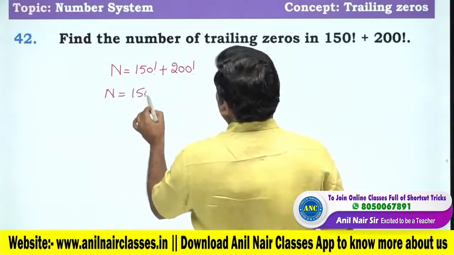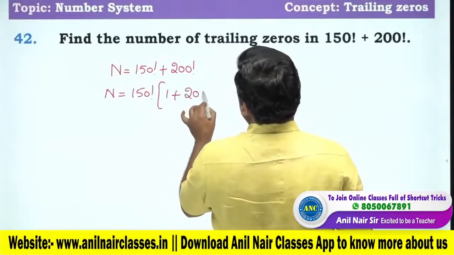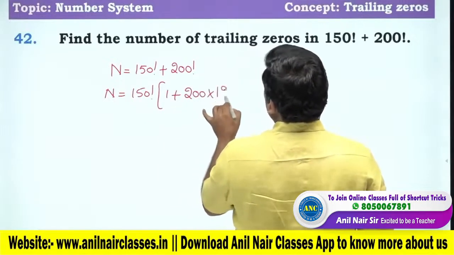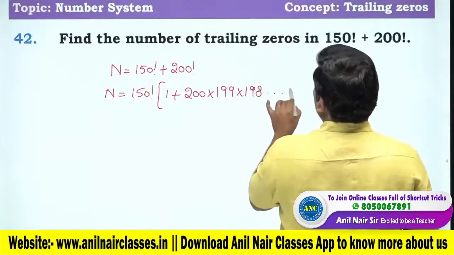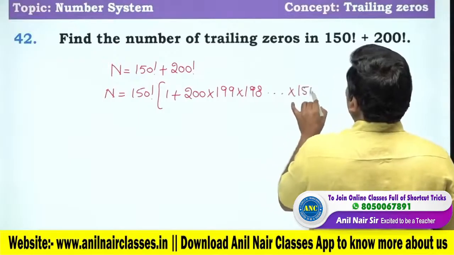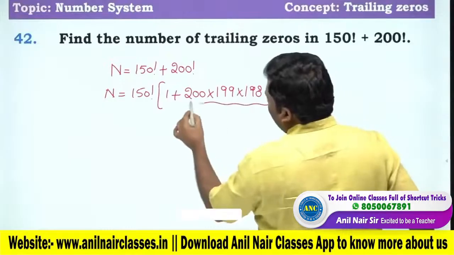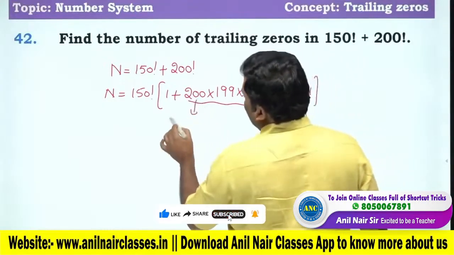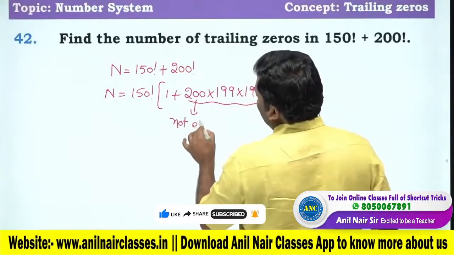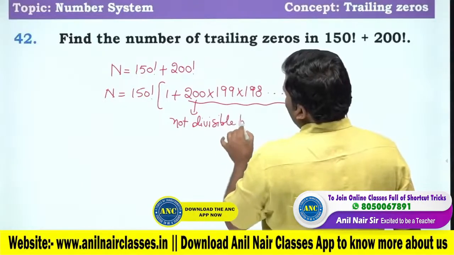150 factorial, if I take common, this will be 1 plus 200 factorial, which is 200 into 199 into 198 and so on up to 151. These are multiples of 5. 200 is a multiple of 5. So 5k plus 1 is not divisible by 5.